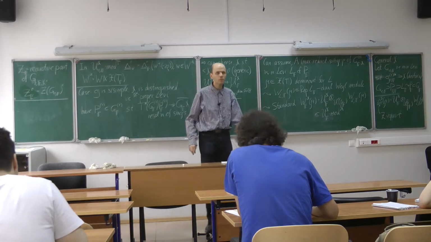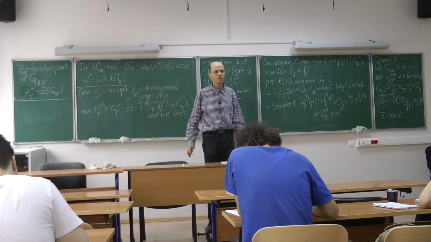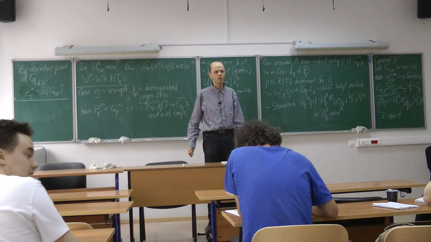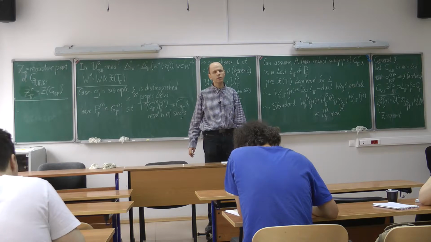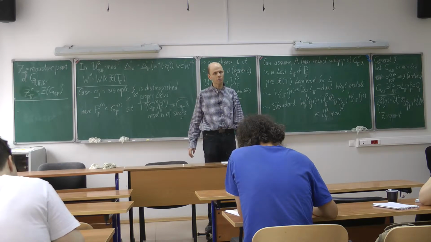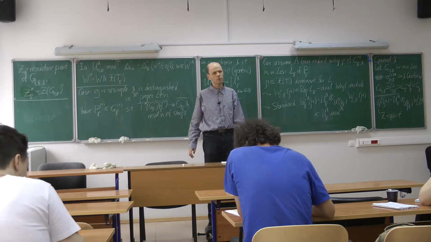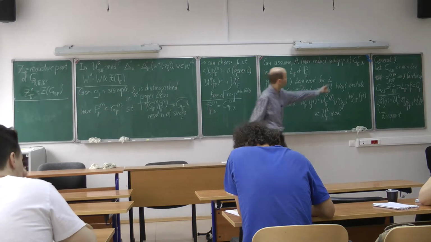What's going on now? Are you explaining how to reduce the general case to the case when chi is distinguished? No, I'm explaining what the standard objects are for general chi. But you do not assume that chi is distinguished? No, chi here is general.